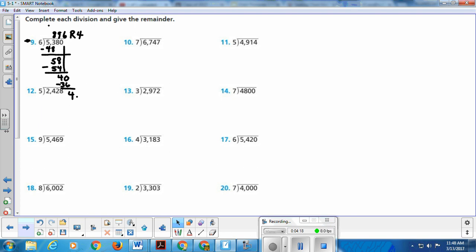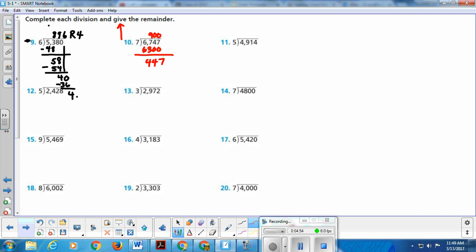All right? If you're having a hard time with this digit by digit method, I'm going to do one so you can see it where I stack the numbers going up. So 7 into 6,747. 7 goes into 67. 7 times 9, so 900 would be 6,300. I'm going to subtract.